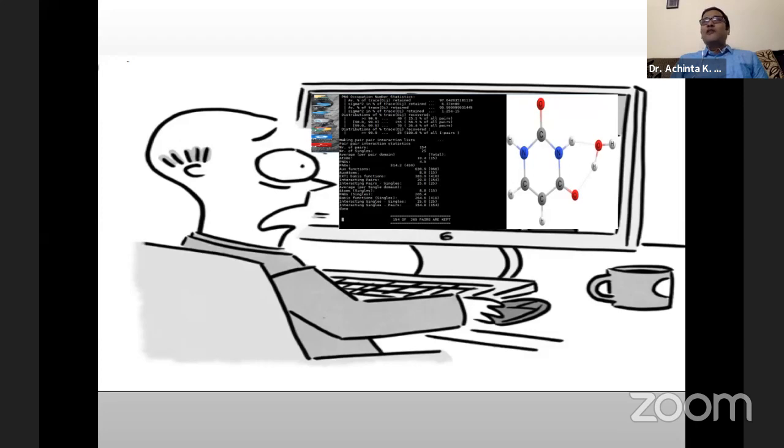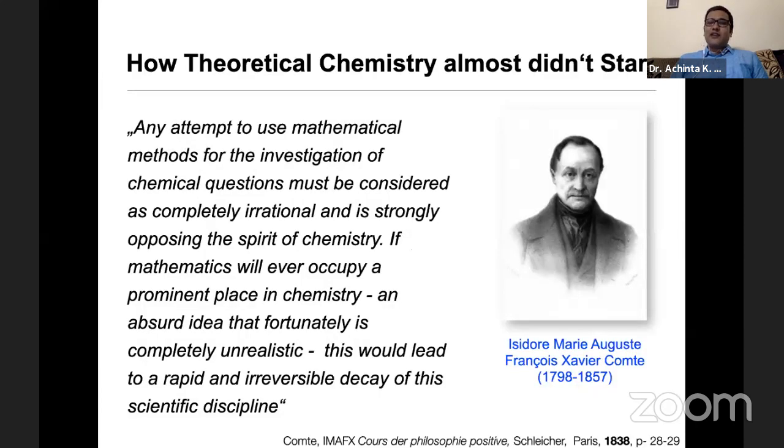Experimentalists looking upon theoreticians is not something new. It started pretty early. One of these French philosophers, whose name I can never pronounce, had written in 1838 that any attempt to use mathematical methods for the investigation of chemical questions must be considered completely irrational and strongly opposed to the spirit of chemistry. If mathematics will ever occupy a prominent place in chemistry, an absurd idea that is fortunately completely unrealistic, this would lead to a rapid and irreversible decay of the scientific discipline.